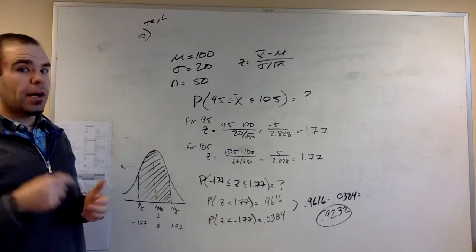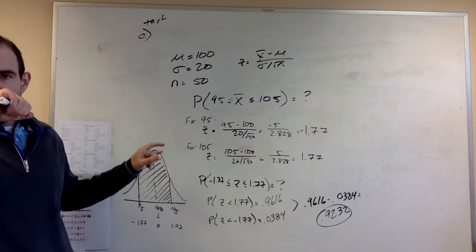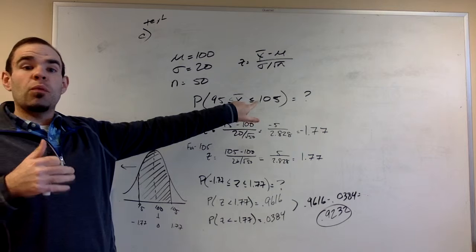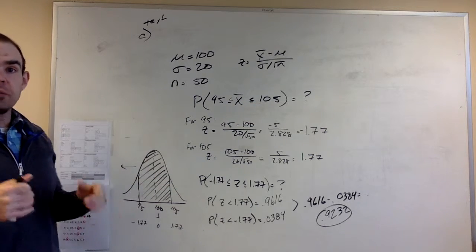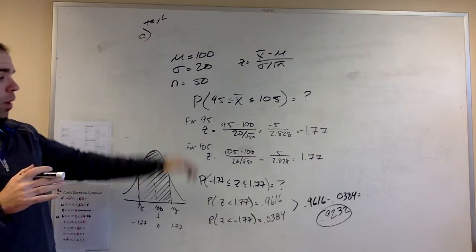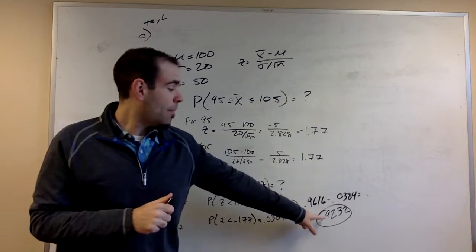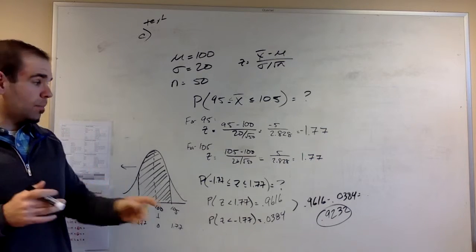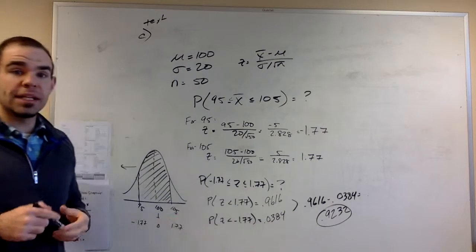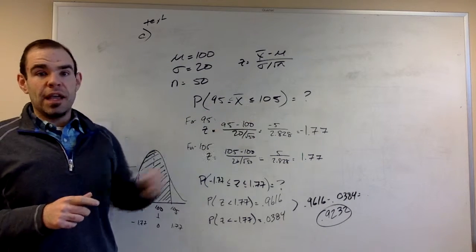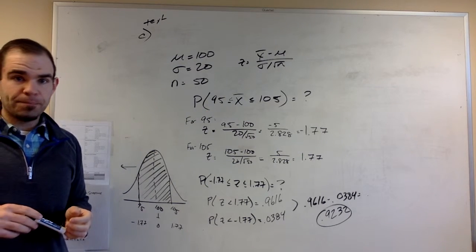If we want to figure out a probability, we want to figure out what percent of the curve is shaded in, what's the area under the curve in between those two values. And by walking through this process, we see that about 92% of the curve is covered in between those two values. So 0.9232 is the probability of getting a sample mean between 95 and 105 text messages.